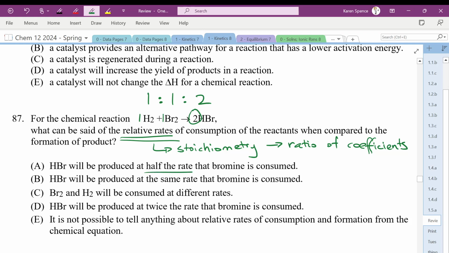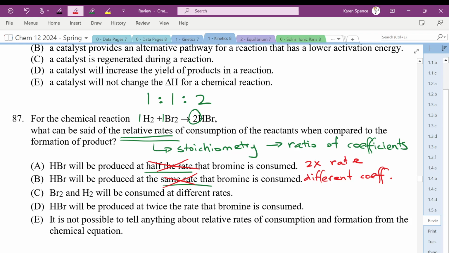No, it will be produced at twice the rate. Yes, because there's 2 HBr for every 1 bromine, not a half of an HBr for every 1 bromine. Okay? HBr will be produced at the same rate. No, because they have different coefficients. So they cannot be at the same rate. It should be 2 times the rate.